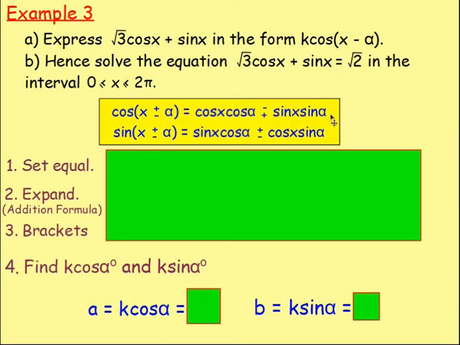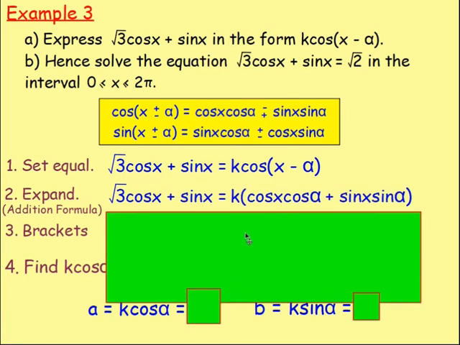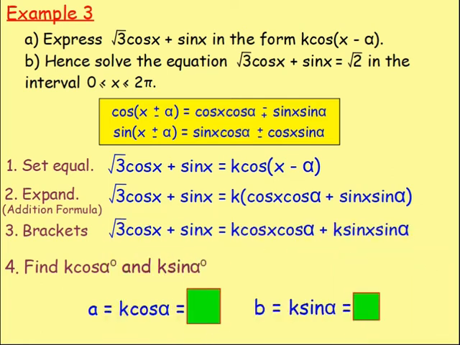Example 3. Express root 3 cos x plus sin x in the form k cos(x minus alpha), and hence solve the equation where that equals root 2 in the interval with x between 0 and 2 pi. Radians! So, first thing you want to do is set them equal, as we have done for the previous examples. From there, similar to them, you would expand this cos(x minus alpha). So you've got k brackets, multiply out the brackets, so you end up with k cos x cos alpha plus k sin x sin alpha.